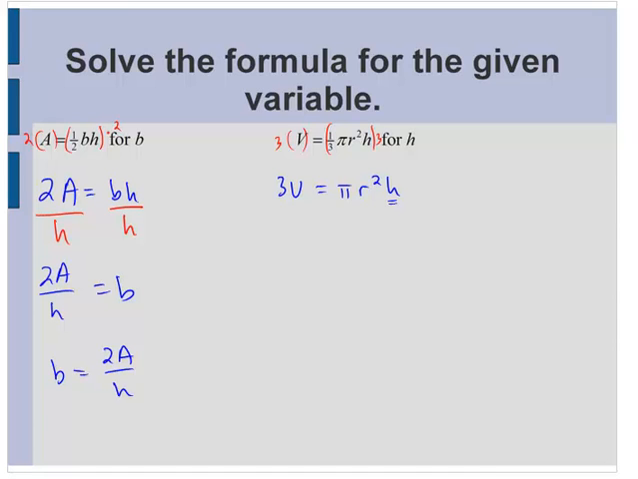It's being multiplied by this number, pi times r squared. So all I'm going to do is divide both sides by pi r squared. So I'd have 3V over pi r squared is h, or h equals 3V over pi r squared.